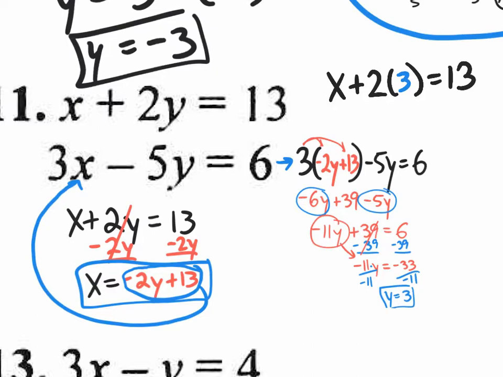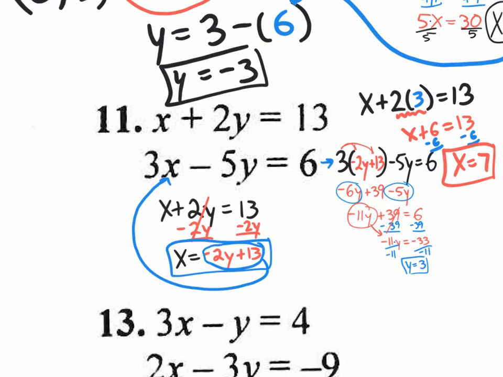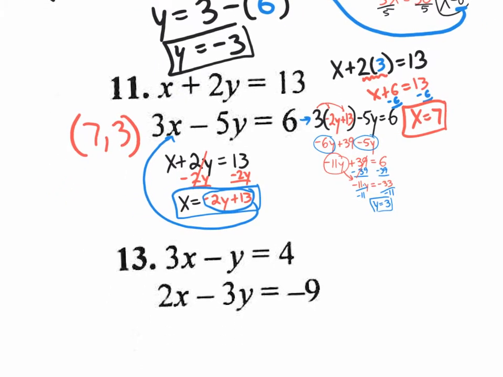So 2 times 3, that is 6. So I'll really have x plus 6 equals 13. And when I subtract 6 on both sides, I'll end up with x equaling 7. So x equals 7. Your answer that you're going to see on the back side of this worksheet on number 11 is 7 is x, so 7 comma 3. That's your answer, the point of intersection if you were to graph it.